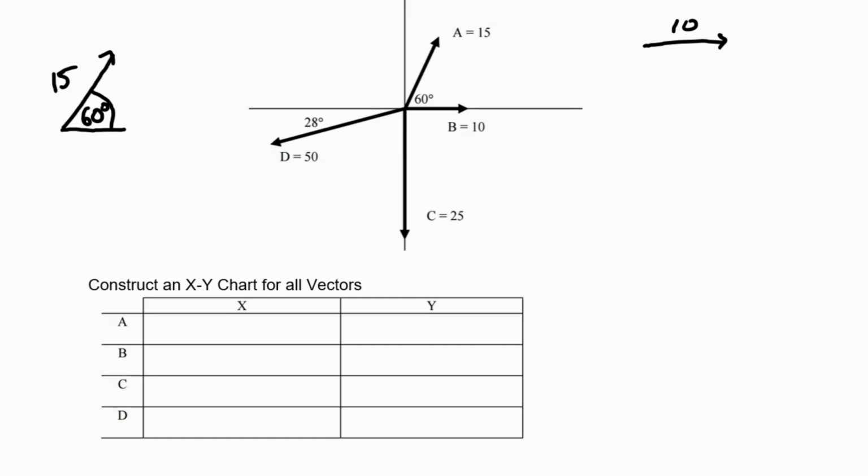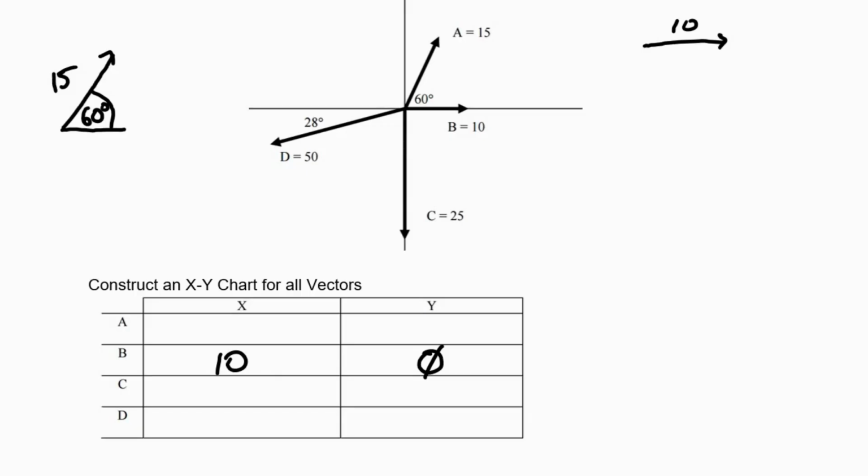Is it going to the left, right, up, down? Is there any up or down component of this vector whatsoever? Is it going up and down? Well, no, it's not. It's just going to the right. So what's the up and down component of this vector? 0. And what's the x component? Bam, problem done.